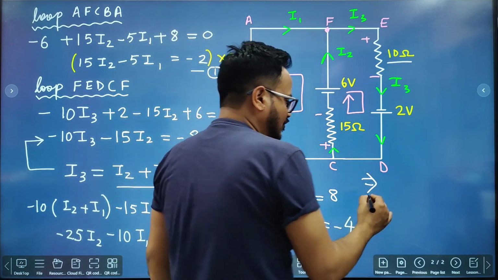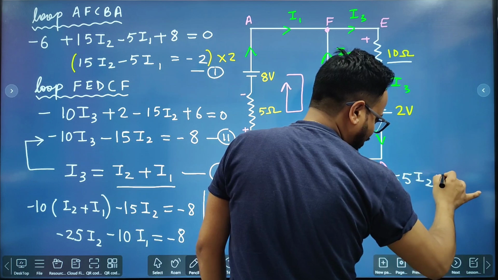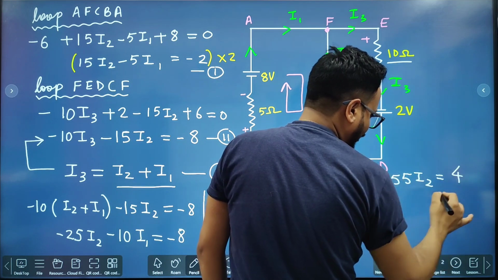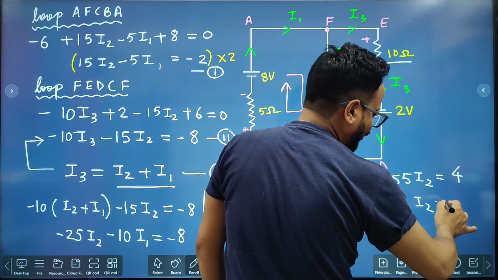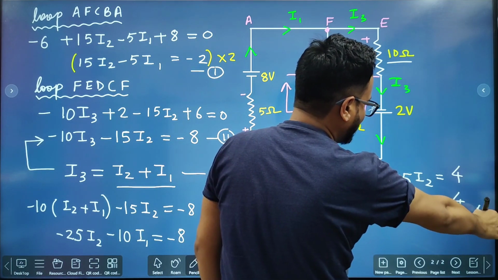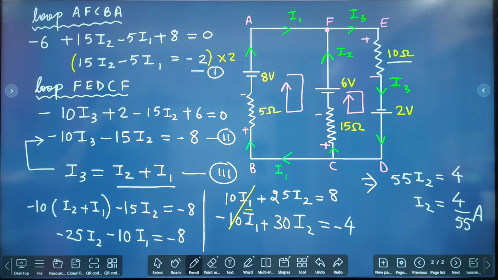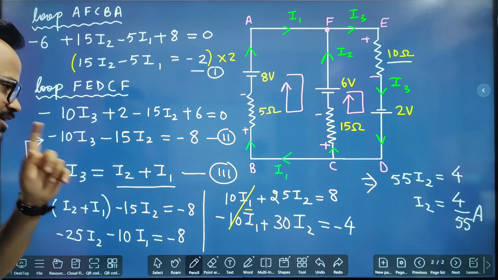is 4. So 55 I2 is 8 minus 4, 4. So I2 is 4 by 55 ampere. Okay. Now this is I2.